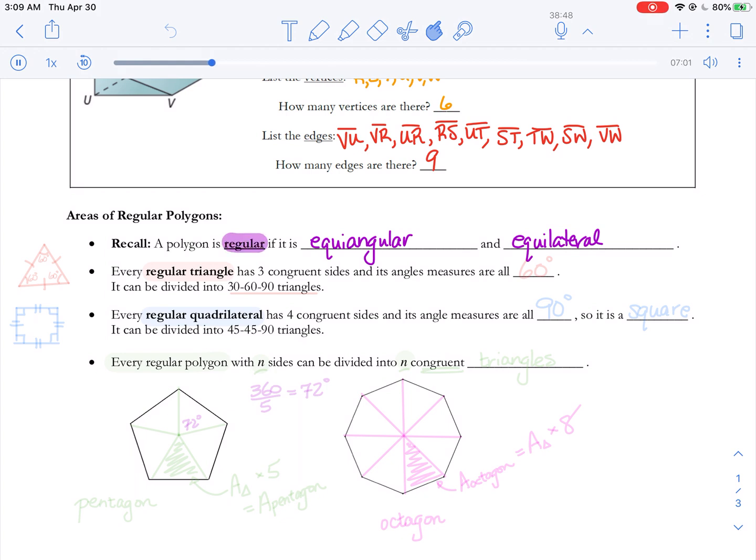Okay, so there's 3 different kinds of regular polygons that we're going to talk about in the rest of this lesson. The first one is a regular triangle. If a triangle is regular, it's going to be equilateral and equiangular. What will its measures be? 60. Not the best equilateral triangle I've ever drawn, but it'll have to do. Okay, so it's equilateral and equiangular, so all of those angle measures would be 60 degrees.